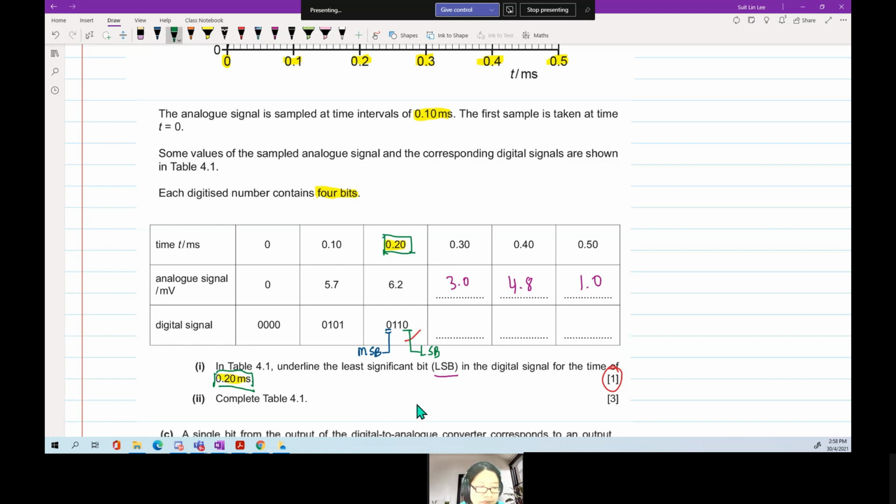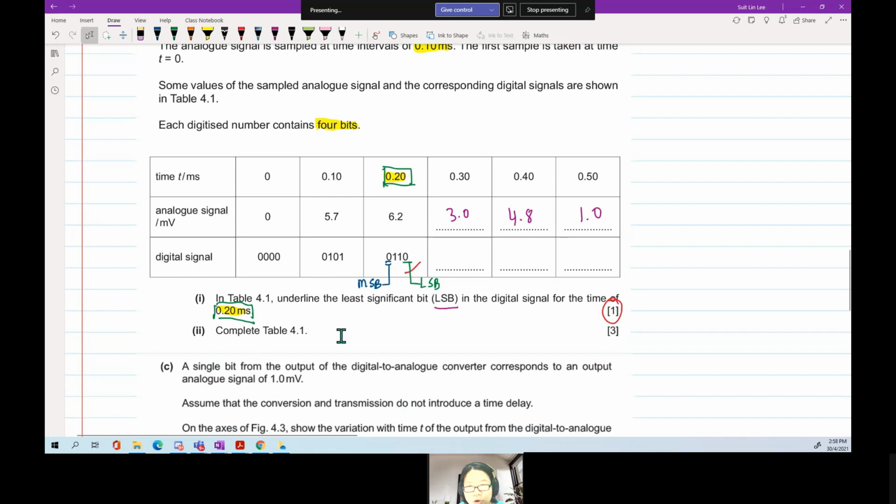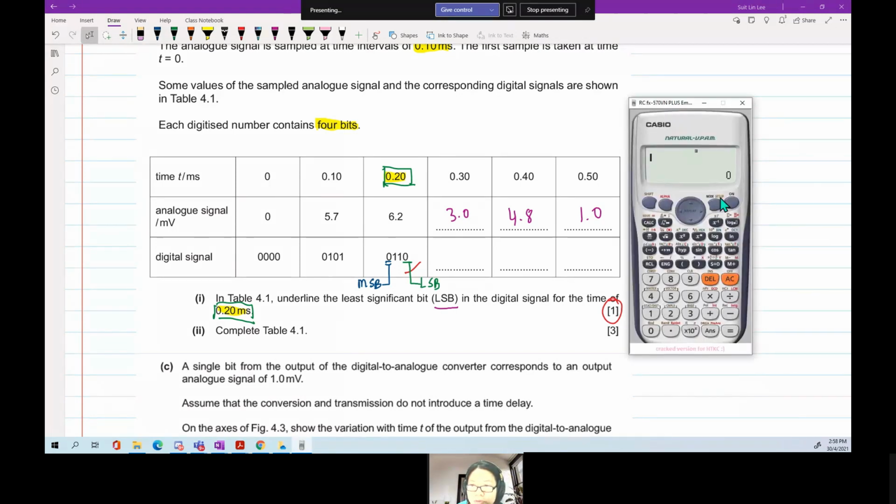Okay, next part. Complete table 4.1. I've written the digital numbers, so now I have to convert to ones and zeros, depending on your method. Some people will memorize, some people will have a conversion that they can do at the back of the paper. I am just going to use my calculator for this, okay? So I will tell the calculator that 3 is decimal, and then I will convert to binary, which is 0011.